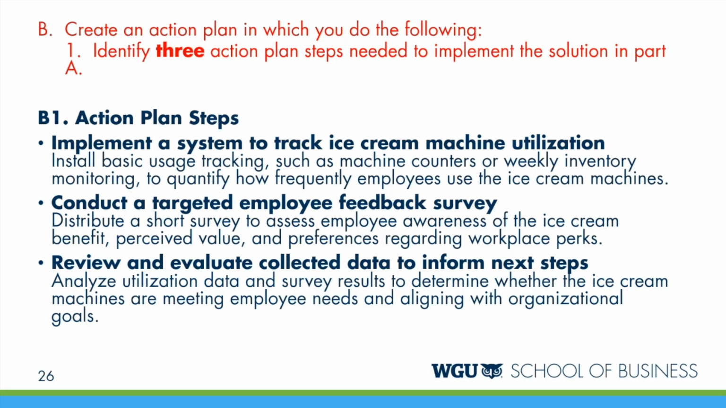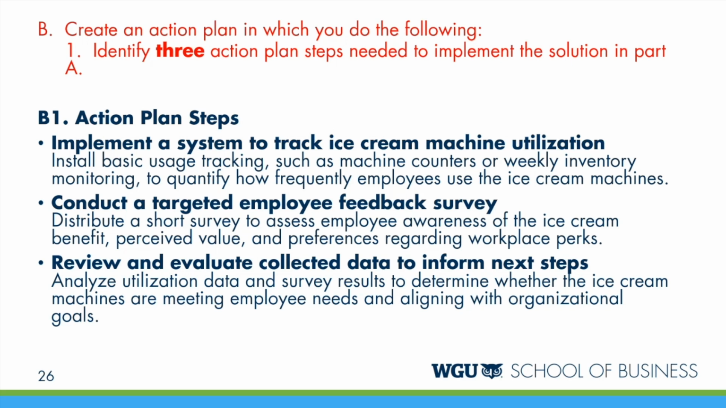Number 2, we're going to conduct a targeted employee feedback survey. So this is the first one is your quantifiable data, numbers. Second one is qualitative data. We're going to see what people have to say about it. Distribute a short survey to assess employee awareness of the ice cream benefit, perceived value, and preferences regarding workplace perks.